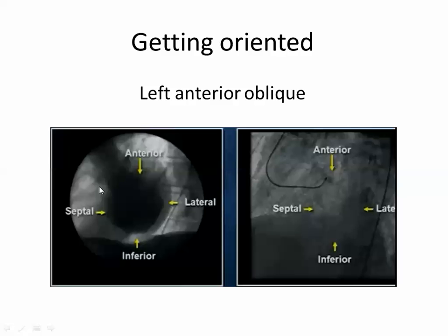Once you have the anatomy and the orientation, you oriented the view and know where the walls are, so you will know what is normal, where the arteries are going, where the grafts are going, and if there is any shunt or any fistula, you will know everything.